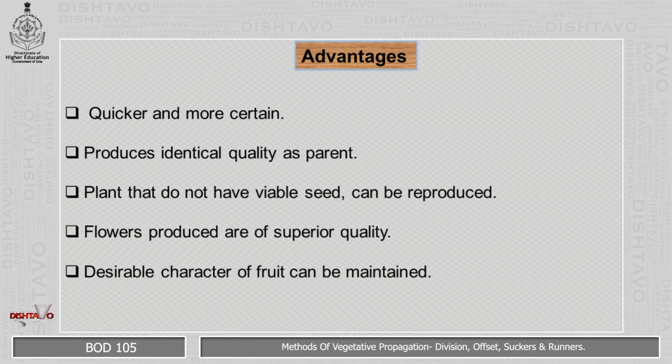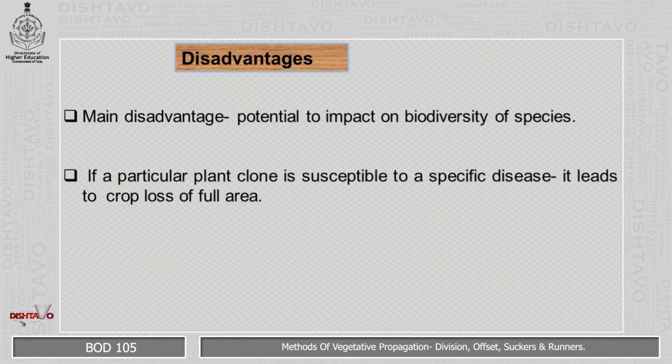Next, we will see what are the advantages of vegetative propagation. They are quicker and more certain and specific. They produce identical quality as the parent, like the desired taste quality of the fruit will be maintained. Next, plants that do not have viable seed can be reproduced through this vegetative method. Flowers produced are of superior quality. Next, desirable characters of fruit can be maintained. These are the advantages of vegetative propagation.